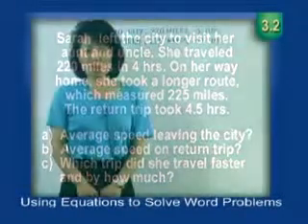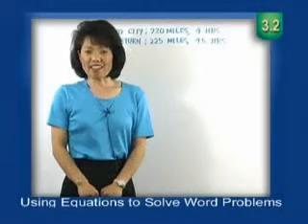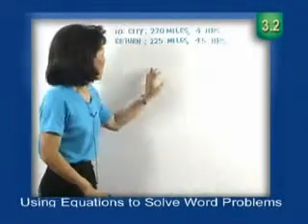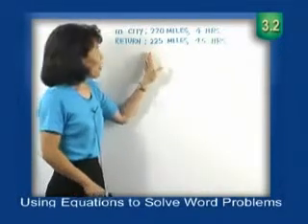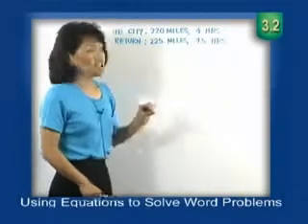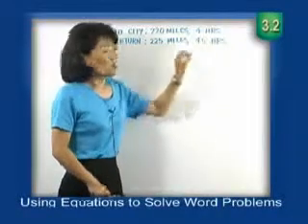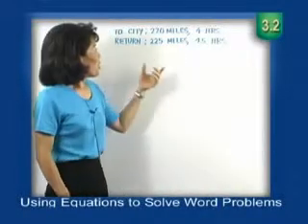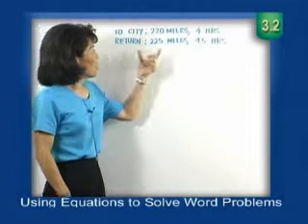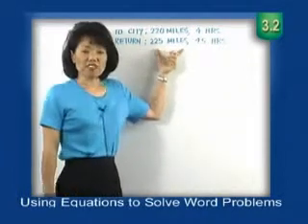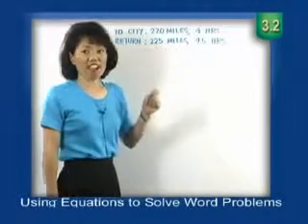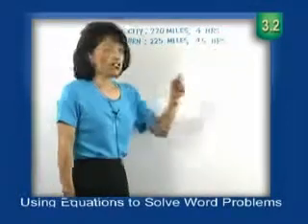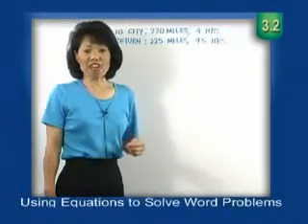Now that we've read the problem, let's see the facts. On Sarah's trip when she left the city to visit her aunt and uncle, she traveled 220 miles, and that trip took her 4 hours. When she returned home, she took a different route, which was a little longer, 225 miles, and that took her a little longer, 4.5 hours.